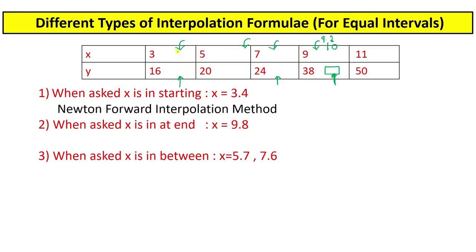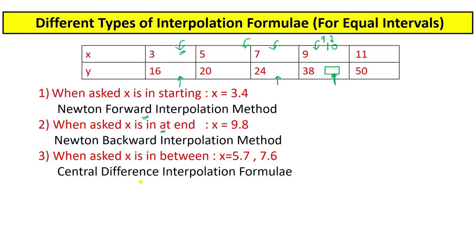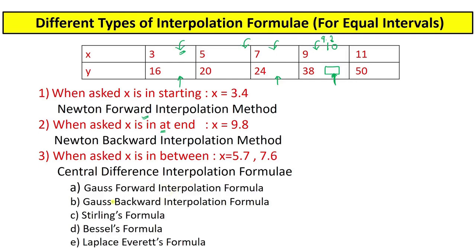If the x value for which the y value is being asked is in the starting of the table, then we use the Newton forward interpolation method. If x is at the end, then we use Newton backward interpolation. Otherwise, we use the central difference interpolation formulas, and we have different central difference interpolation formulas, like these. So in this video, we are going to talk about how the Newton backward interpolation method works.